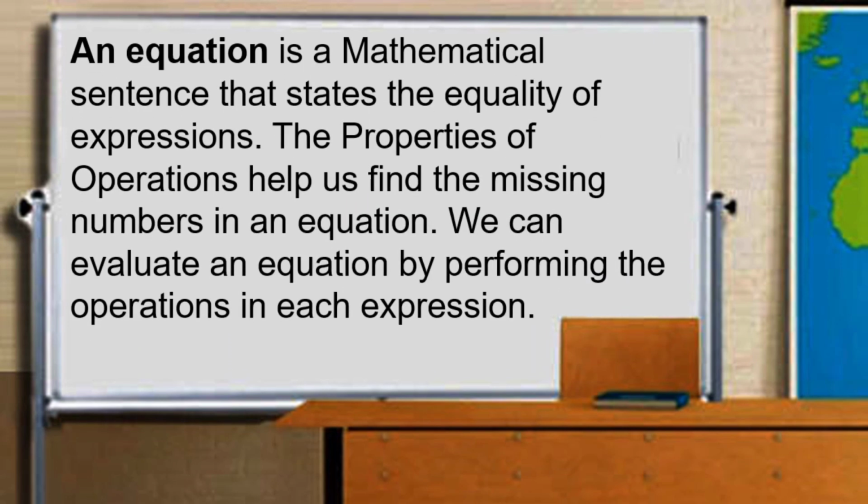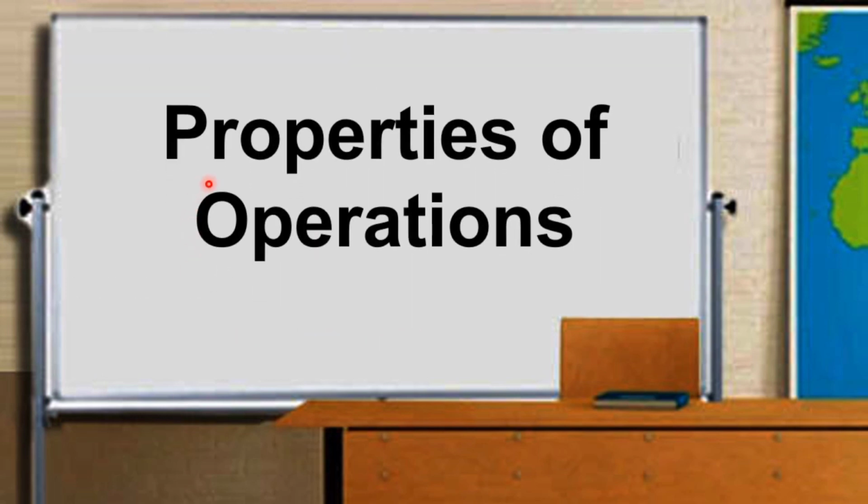First, let's give the definition of an equation. An equation is a mathematical sentence that states the equality of expressions. The properties of operations help us find the missing number in an equation. We can evaluate an equation by performing the operations in each expression. Now let's talk about the different properties of operations.